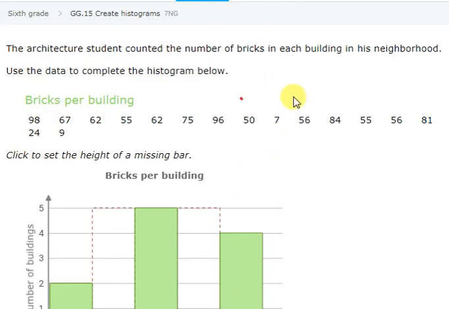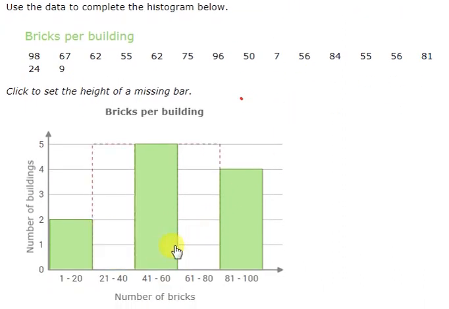In this question there are two bars which are missing, so we have to look for them one by one. The first bar is 21 to 40. Let me choose a color so I can easily highlight them. 21 and 40. Okay, so this is the one which lies between 21 and 40.